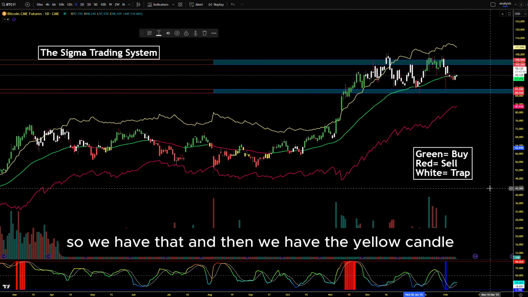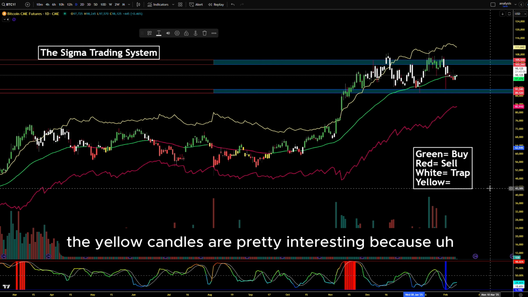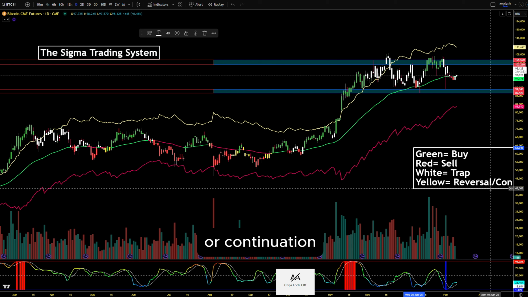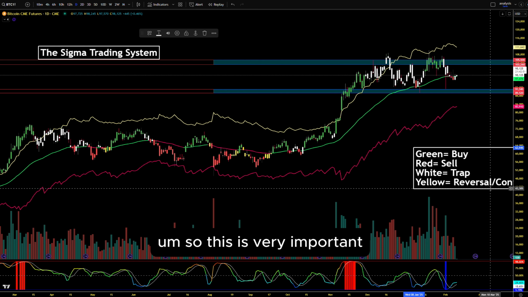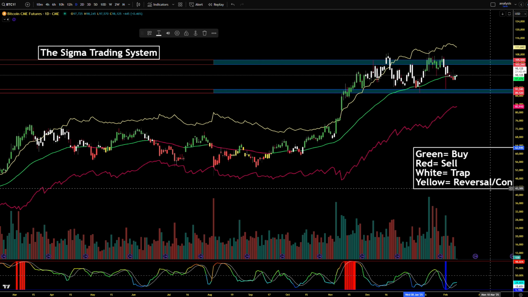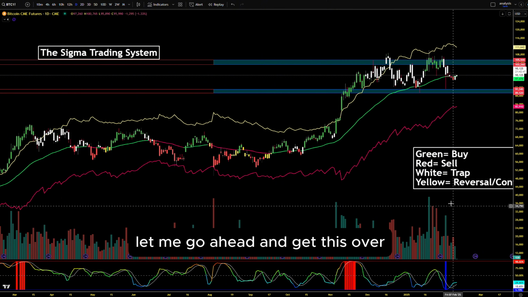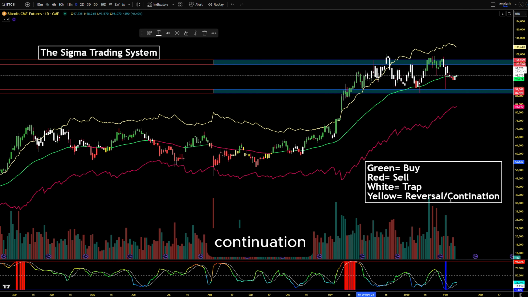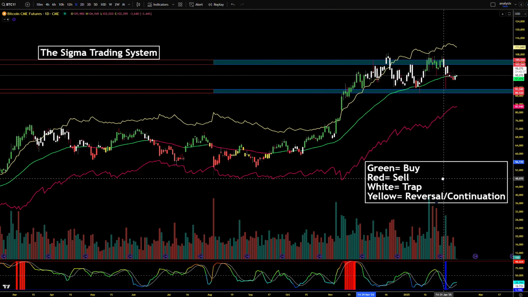So we have that, and then we have the yellow candle. The yellow candles are pretty interesting because those are a possible reversal in the making, or continuation. So this is very important. Let me get this over so you guys can see this. Continuation.